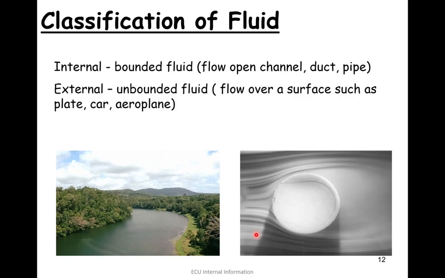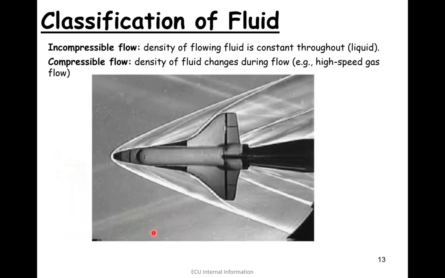We have also external flow, unbounded fluid. For example, if we have a ball and the flow going over that one, this is called external flow. When flow goes over an aeroplane, it is called external flow. When flow goes over a car, it is called external flow. When flow goes over a plate, it is called external flow. And you can see this is, for example, external flow. However, the flow in this river is internal flow.